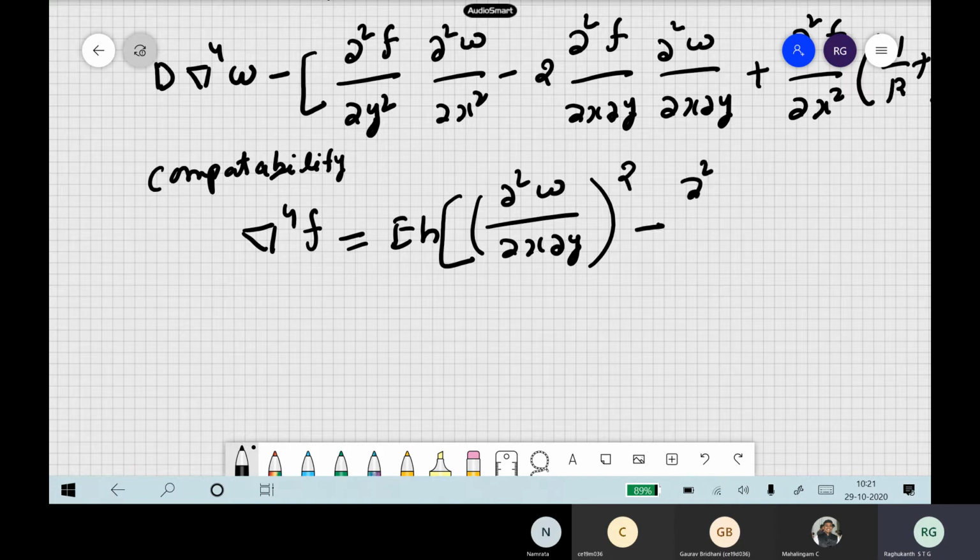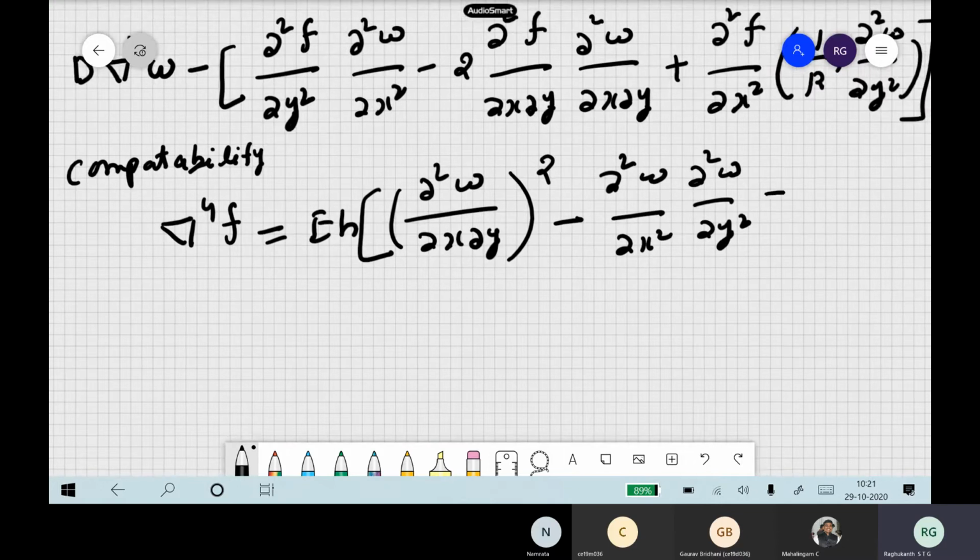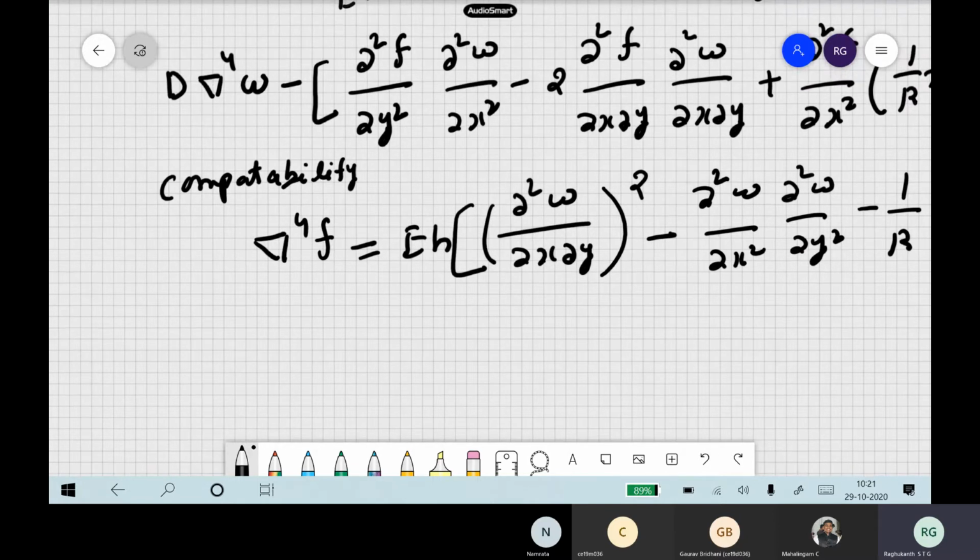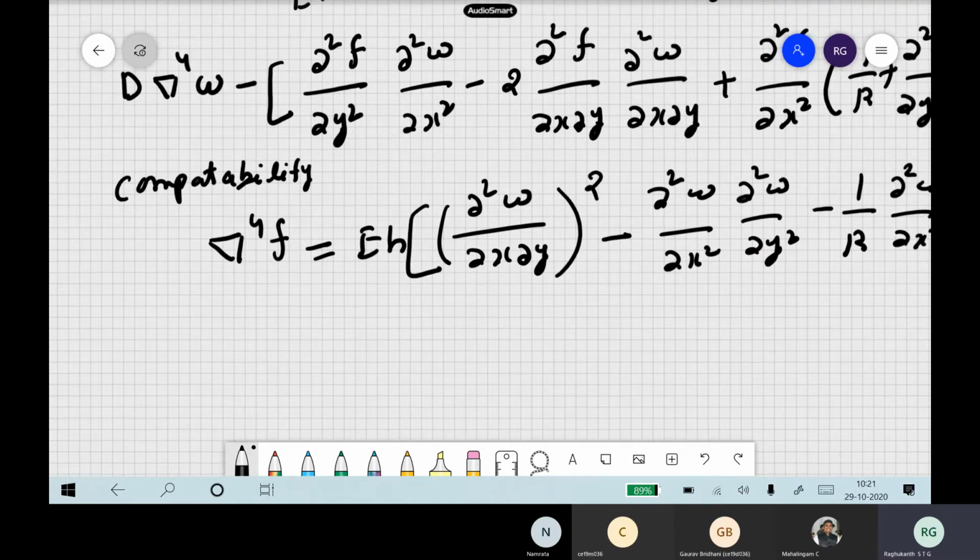So minus ∂²w/∂x², and then ∂²w/∂y², minus 1/r ∂²w/∂x². Okay, so these are the two equations. One is the compatibility, and the other is the equation of equilibrium. So we have written them in terms of this stress function, that is f. Now for an imperfect shell, these are the equations you have to solve if you want to find out the post buckling behavior.